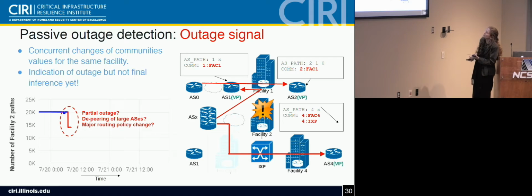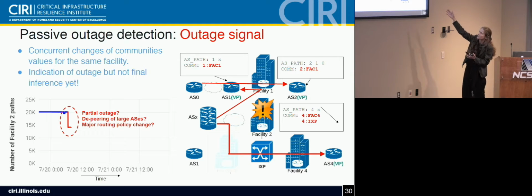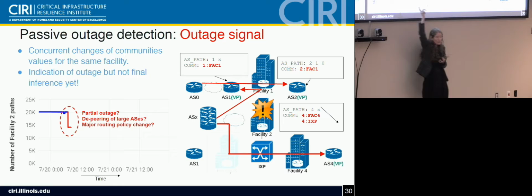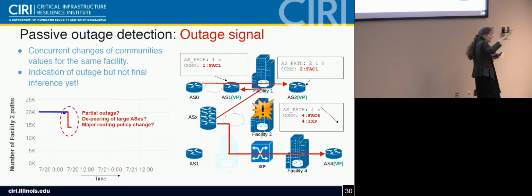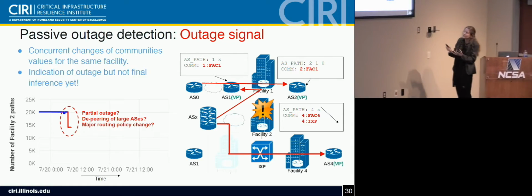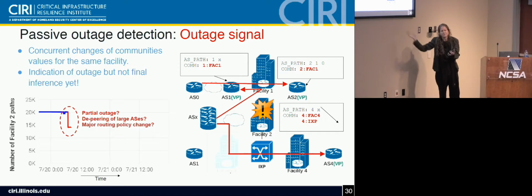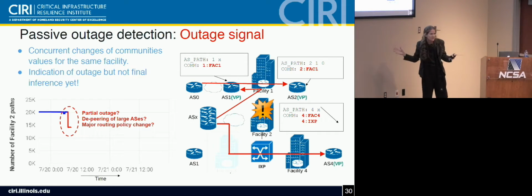So we go to this. And then, oops, we get some outage, or at least what we see is the facility changes in some of these communities. However, it seems to be only a partial outage. We have a bunch of paths that still do go to facility 2, so we can't say, oh, definitely facility 2 went out. We don't even know if it was a partial outage. It may be that an AS intentionally moved stuff away from that facility for traffic engineering reasons.